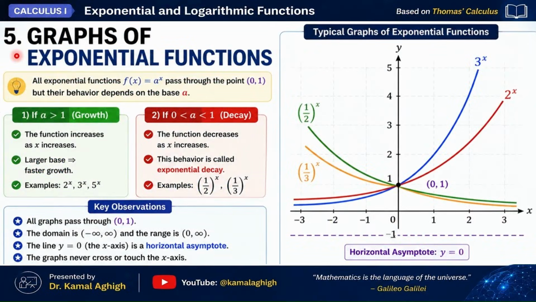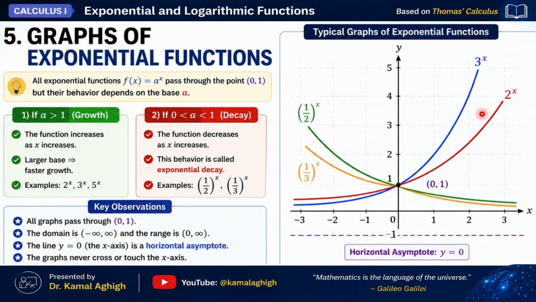Now let's look at the graphs of several exponential functions. Notice that all exponential functions pass through the point (0, 1). Although all exponential functions share this common point, their behavior depends on the value of the base. When the base is greater than 1, such as 2^x or 3^x, the function increases as x increases. The larger the base, the faster the graph rises.